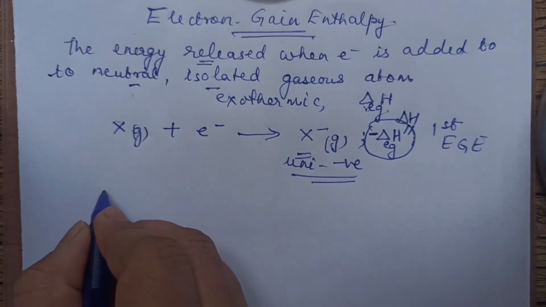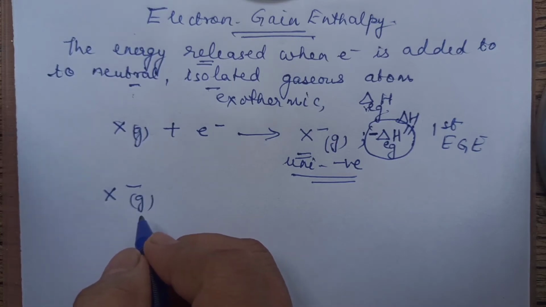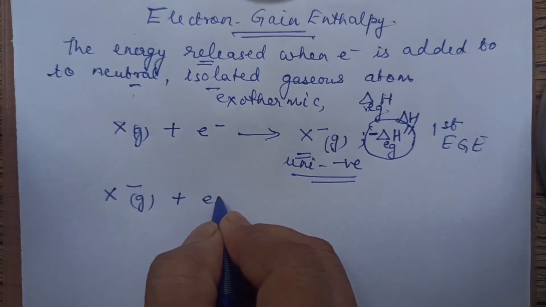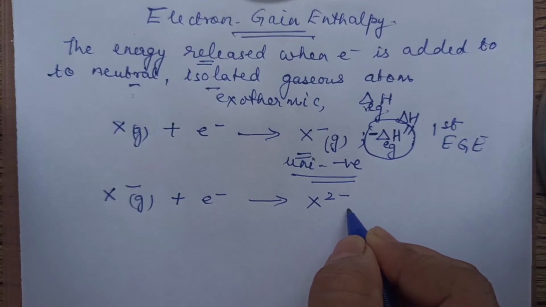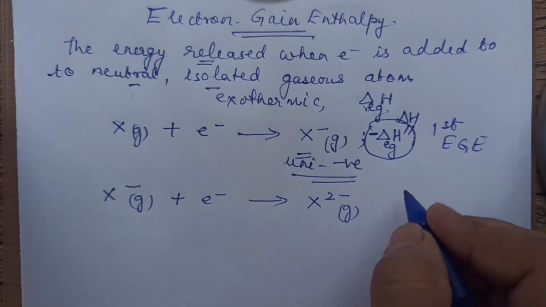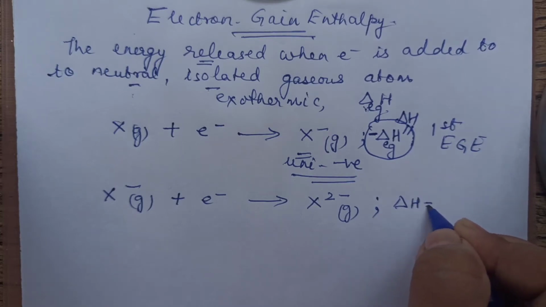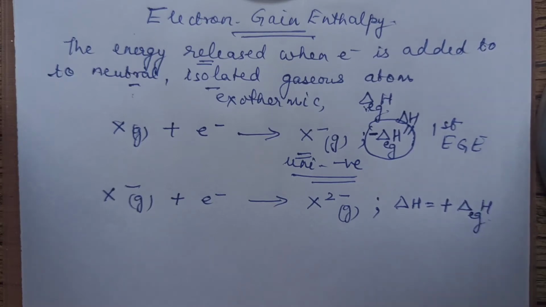Now if we want to add an electron to the ion which is formed, like we also spoke about in ionization enthalpy, this is a uni-negative ion and we add one more electron to it. Now it will form X 2 minus, also in the gaseous state. In this process delta H will be equal to positive electron gain enthalpy. In the second case, when the second electron is added, it is positive.